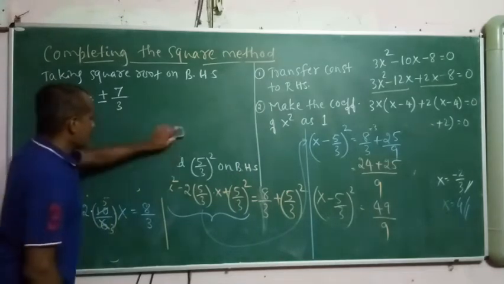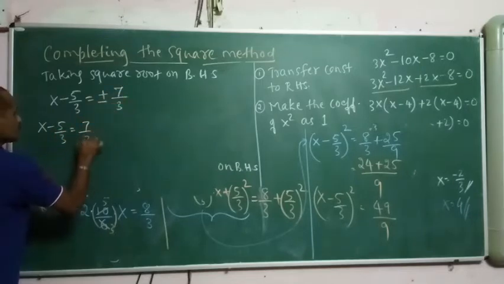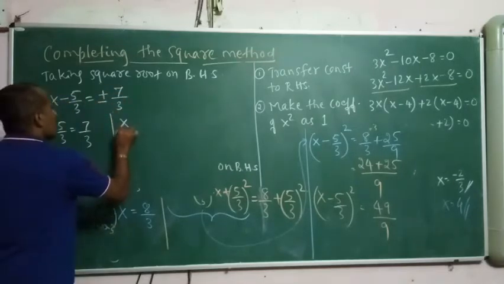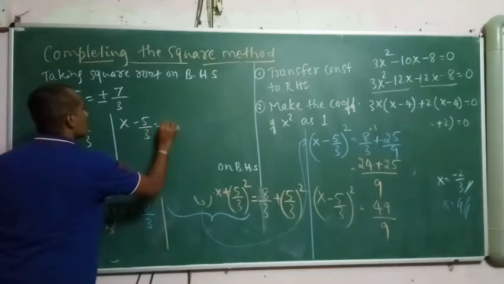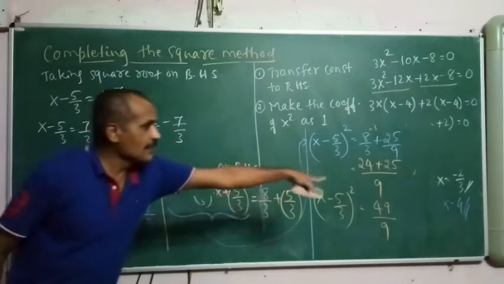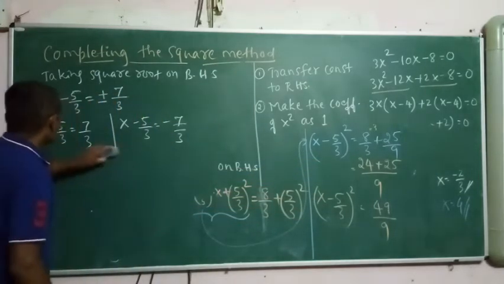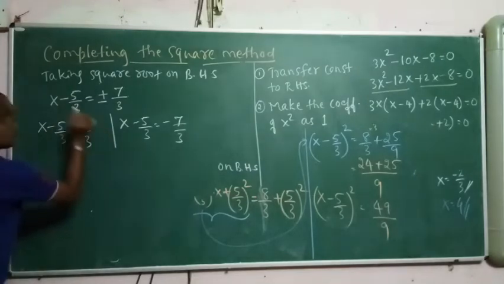From here, I can separate like this. See, x minus 5 by 3 is equal to plus 7 by 3. X minus 5 by 3 is equal to minus 7 by 3. Simplify both, we will get those answers. Come on, let me check it. Okay, transfer this to RHS.